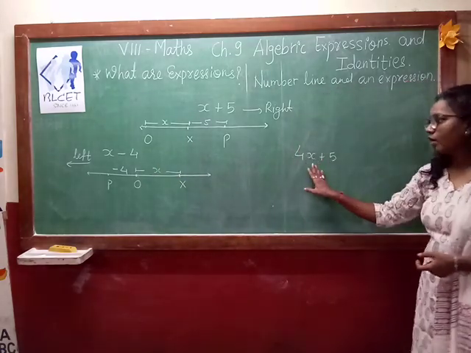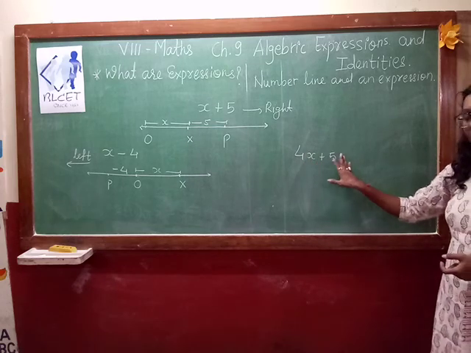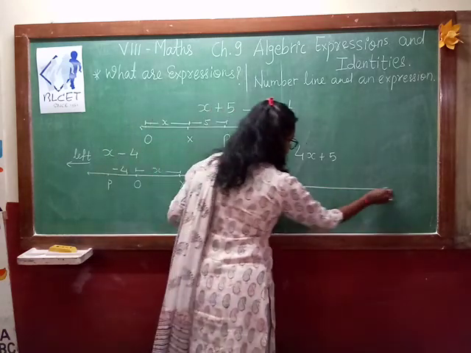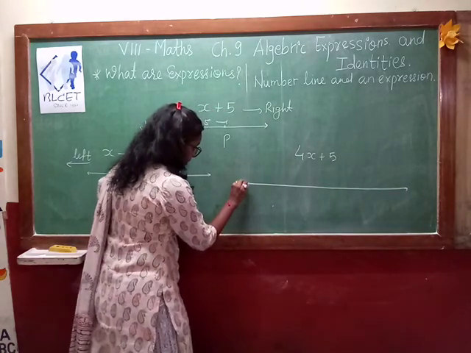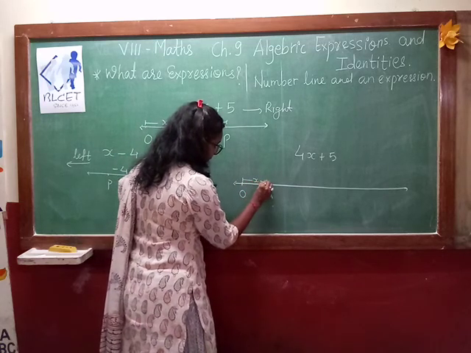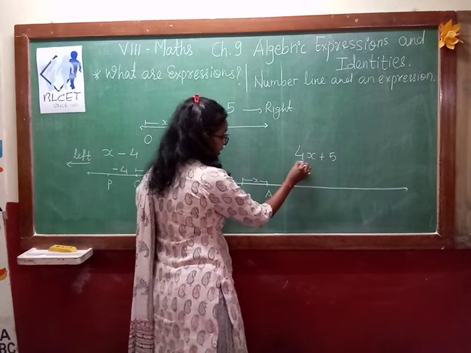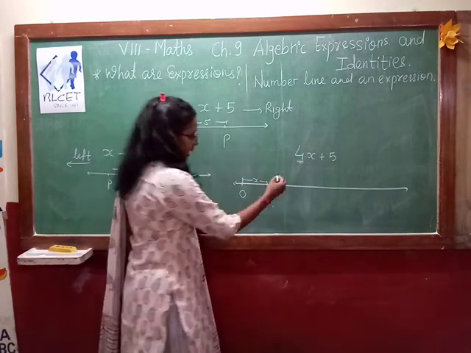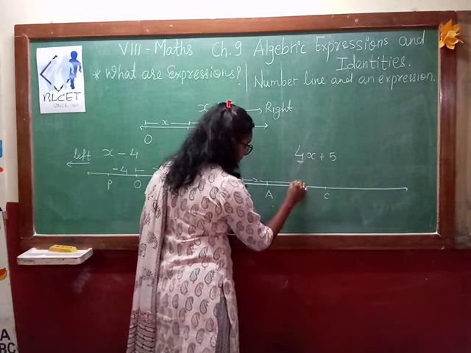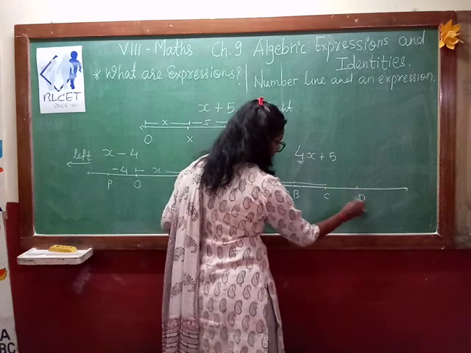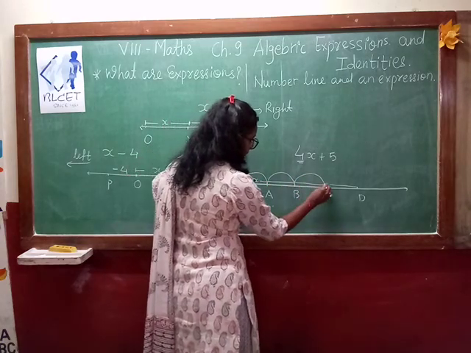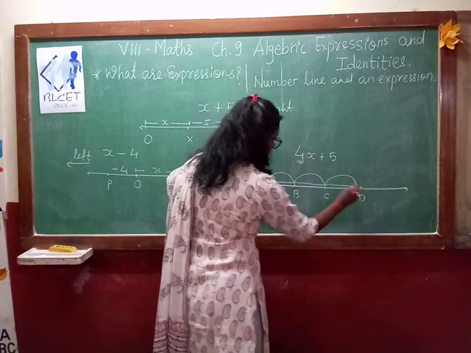Now we consider one more example, 4x plus 5. How will you represent this? Draw the number line first. This is your origin, the starting point. This is your first x. How many times does this x repeat? It is repeated 4 times. This is the first time, second time, third time and fourth time. So x repeated 1, 2, 3 and 4. So here you will get 4x.